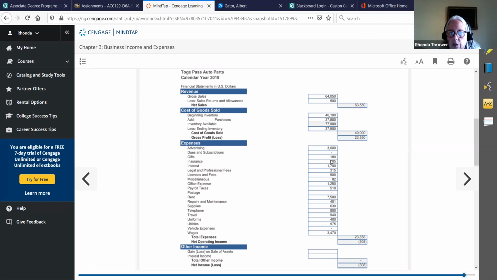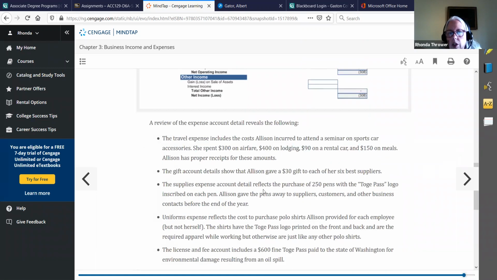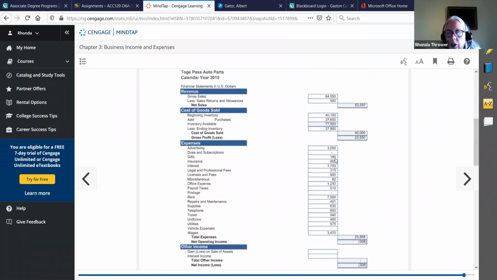account for gifts. Now, your gifts is $180, which resulted from, according to the additional information, the gift account details show that Allison gave a $30 gift to each of her 6 best suppliers. So if you multiply 30 times 6, that's how they're getting the $180. But all of that cannot be deducted for your business expenses in Schedule C.